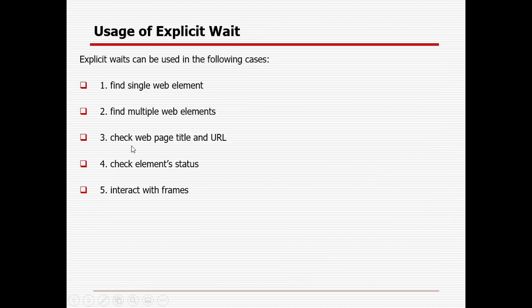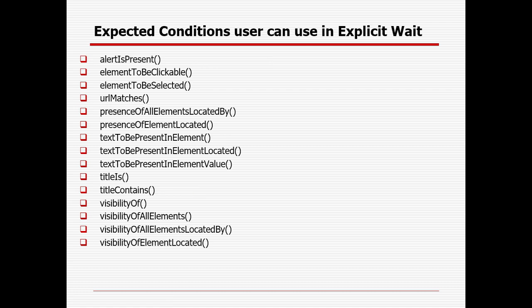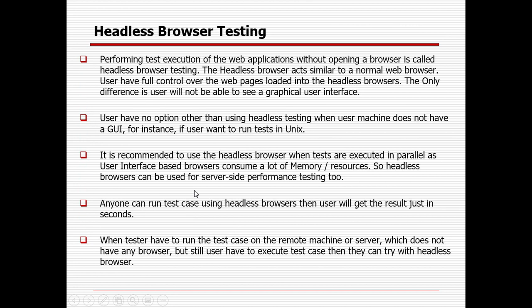So explicit wait can be used for the following cases: to find a single web element, to find multiple web elements, to check web page title and URL, to check web page status, and to interact with the frame. Sometimes a page might take some time to load, so you can also use the explicit wait. These are the different conditions you can check: whether the alert is present, element to be clickable, element to be selected, URL is matching, text is present, title containing something, element is visible, all this stuff.